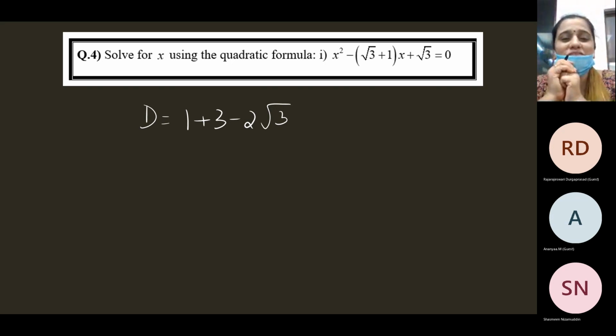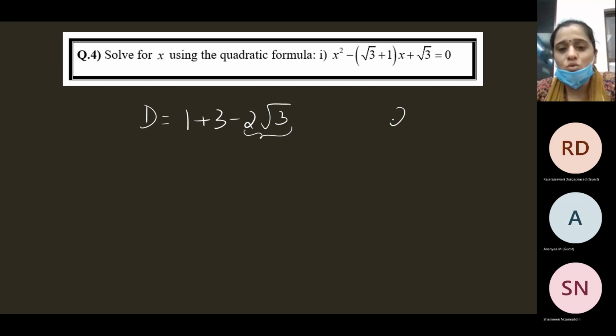How, b square minus 4ac. All right, fine. Let me just continue. You're wrong somewhere. We'll see that. So now, children, what you have to do is look at this one. Look at this 2 root 3.